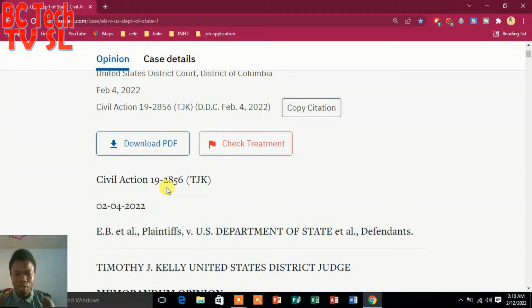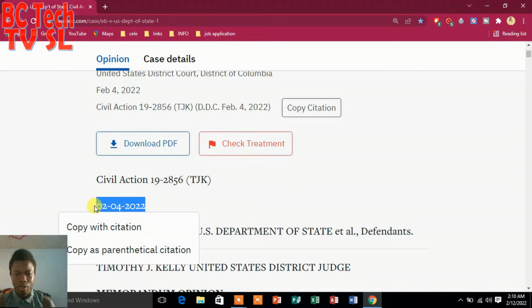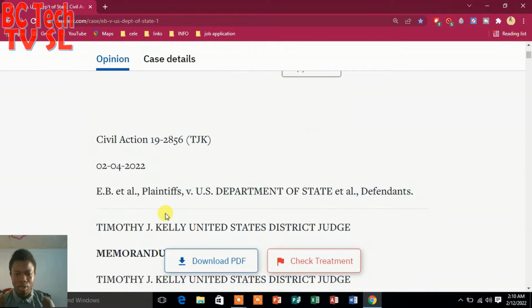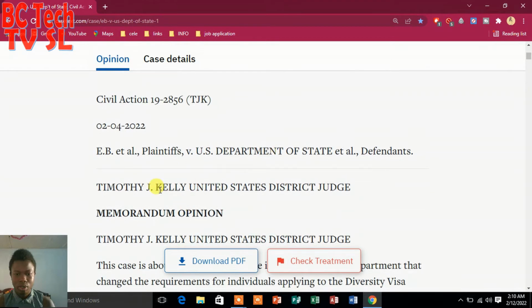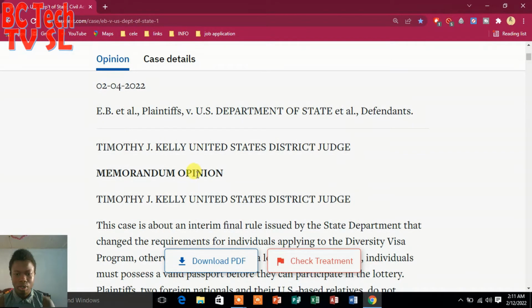This is Civil Action 19-2856 TJK, on the 4th of February 2022. This is the date they released this update. You can go ahead and read this. The link will be in my description below, so you can use that link to read it yourself.